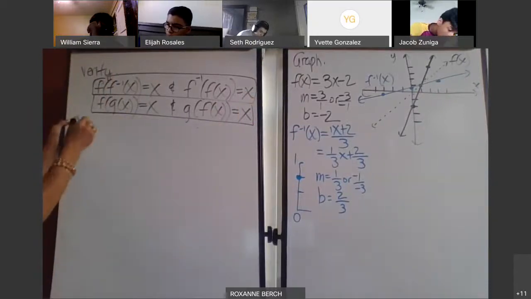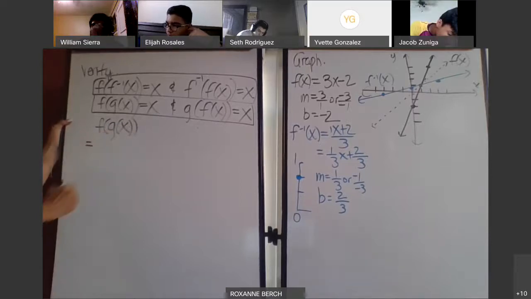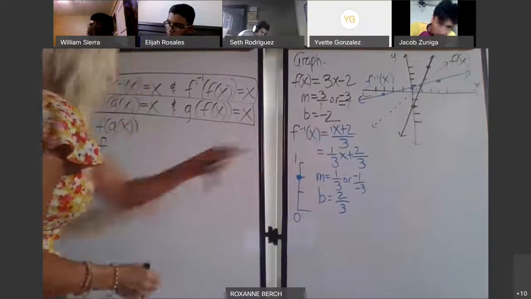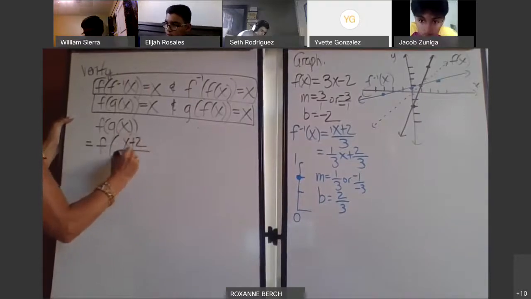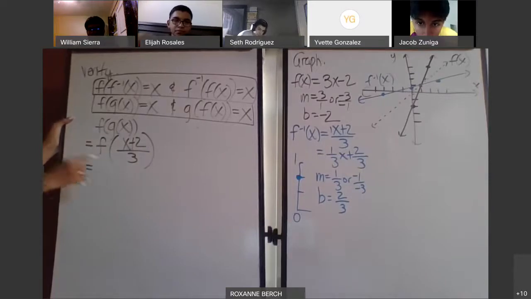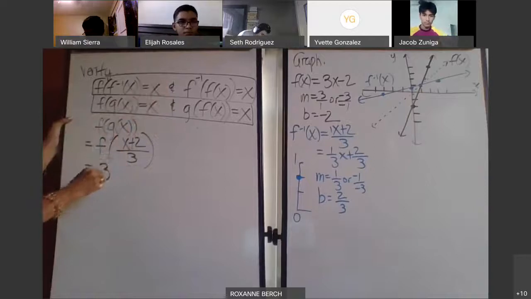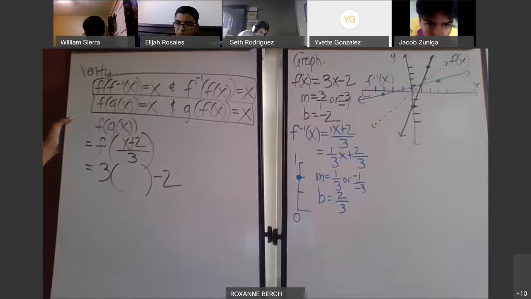So, the first thing we have to do is f of g of x. So what's the g function? It's the inverse, right? And I would not use this one. I would use that one. So you're going to use (x plus 2) divided by 3. That becomes the x of the f function. The f function, isn't that 3 times something minus 2? You guys with me or no?